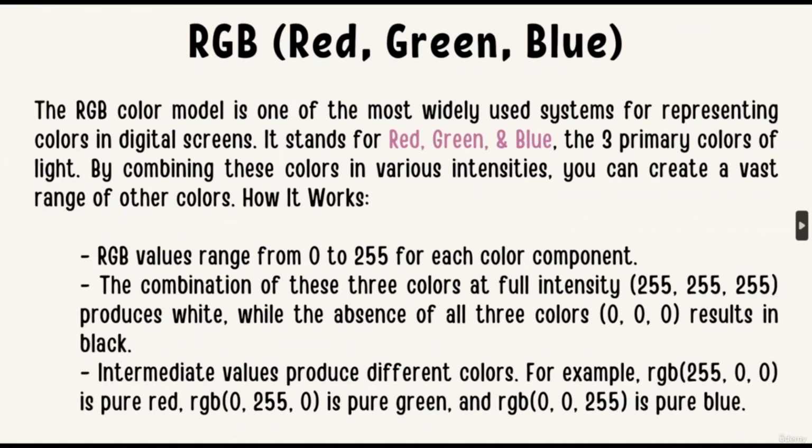Right, so now RGB. RGB stands for red, green, blue. It's a color model that is one of the most used for representing colors in digital screens. Combining red, green, and blue in various intensities, we can create a big range of other colors. So RGB values range from 0 to 255 for each color component. And the combination of these 3 at full intensity, 255, 255, 255, produces white. And the absence, 0, 0, 0, is black.